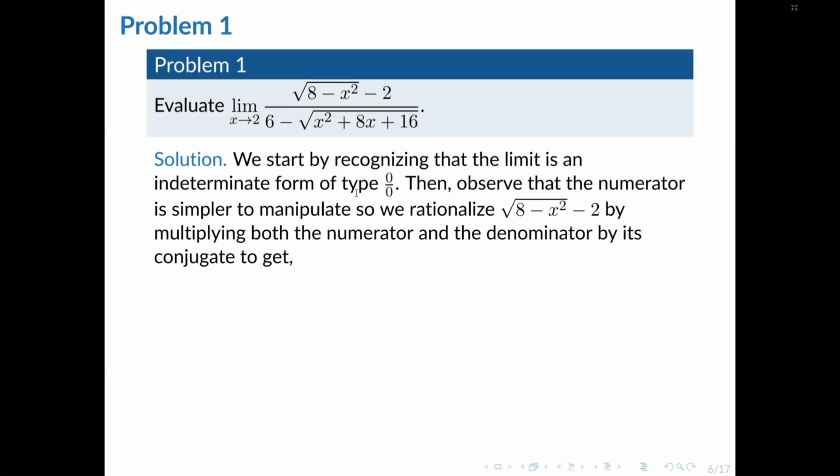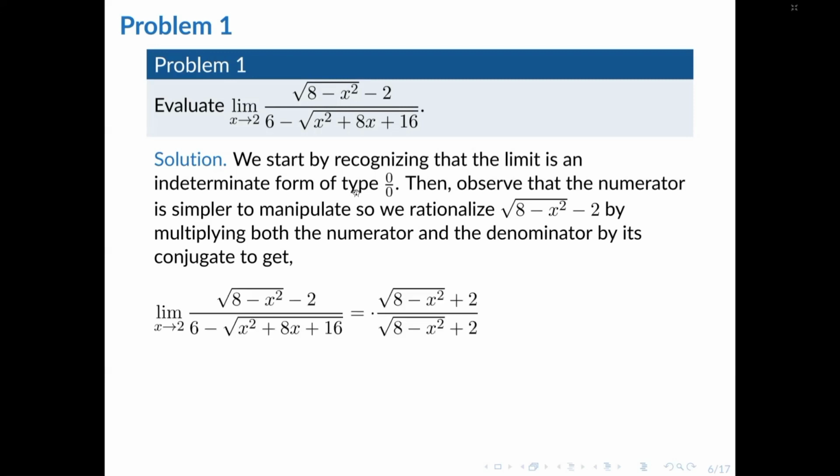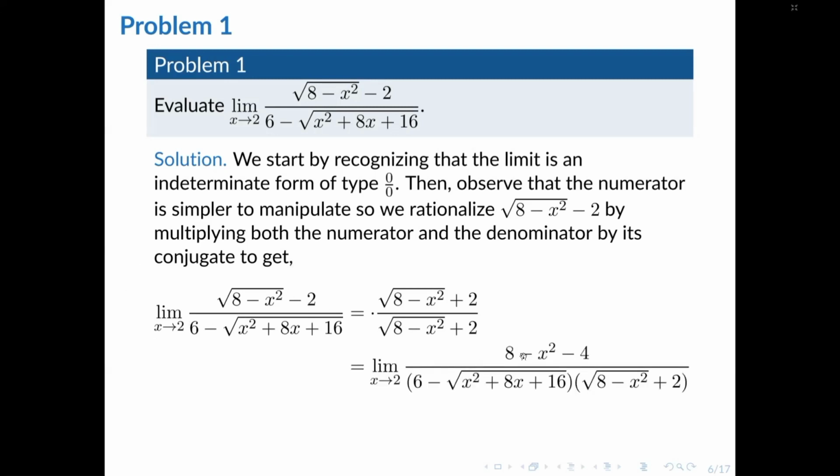Then observe that the numerator is simpler to manipulate, so we rationalize the square root of 8 minus x squared, minus 2, by multiplying the numerator and the denominator by its conjugate to get. So after multiplying this function by its conjugate, we get the limit of 8 minus x squared minus 4, all over the quantity 6 minus the square root of x squared plus 8x plus 16, multiplied by the square root of 8 minus x squared plus 2, as x approaches 2. So simplifying further the numerator, we get this bottom function.